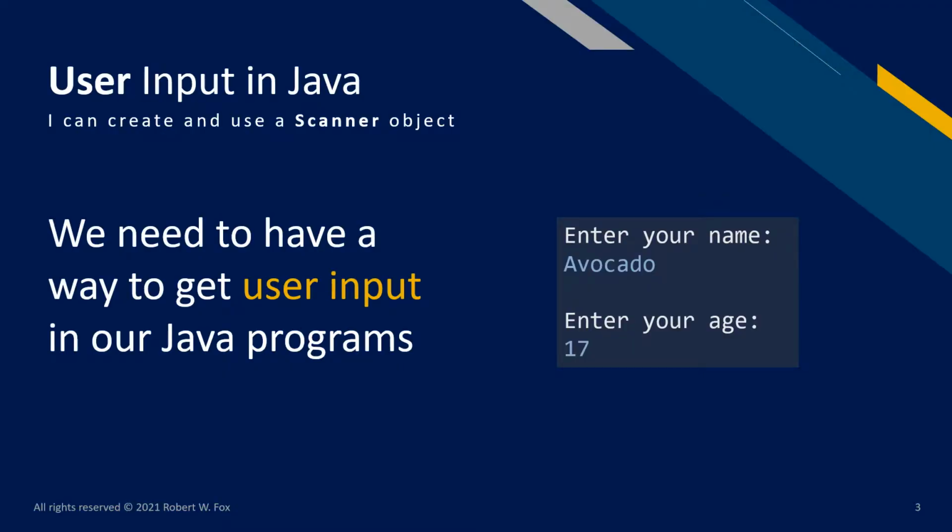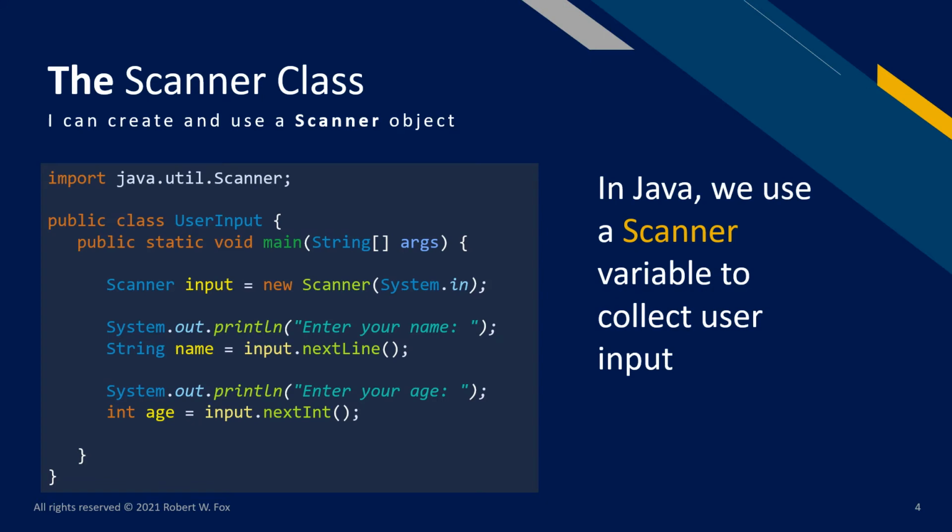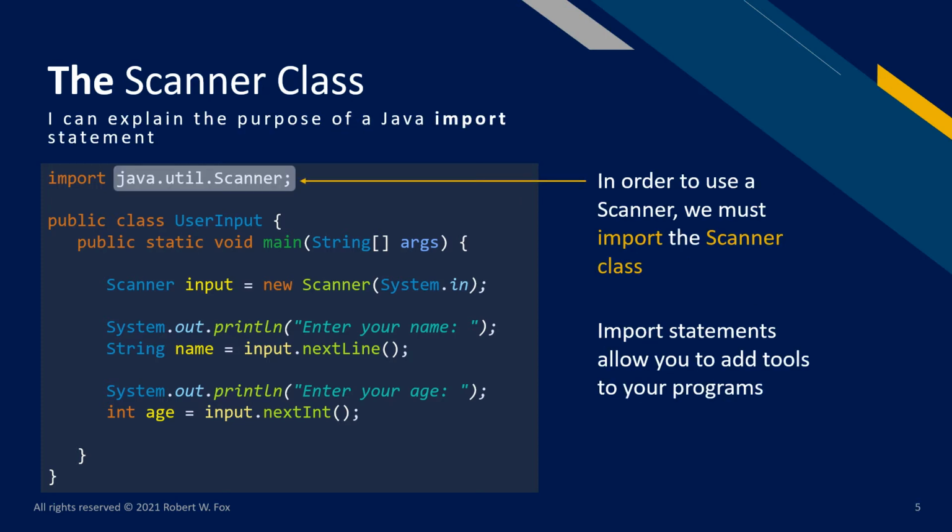In order to write interesting and useful Java programs, we need to have a way to get user input. For example, on the right, you can see that we're asking the user to enter their name and their age. How you gather user input varies from programming language to programming language, but in Java, we use a scanner variable to collect user input. In order to use a scanner in Java, we must import the scanner class.